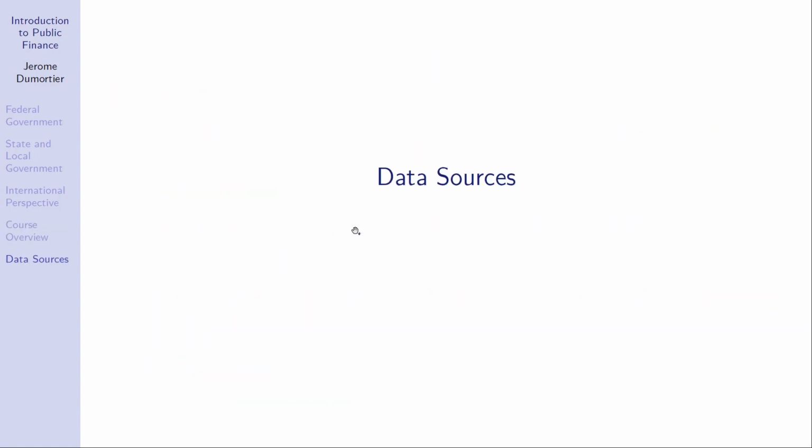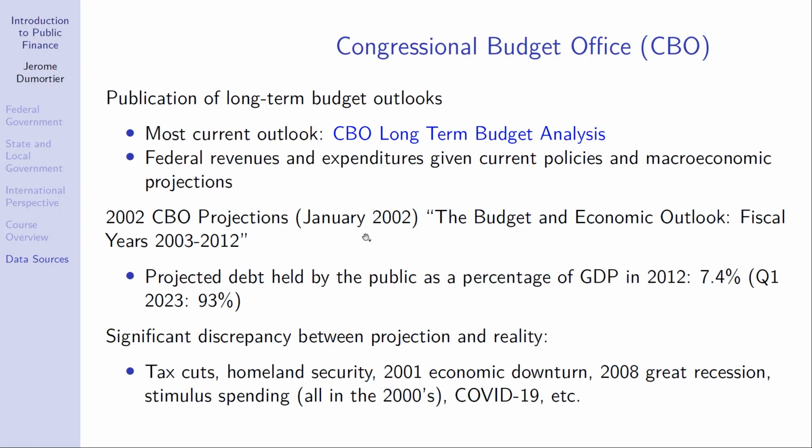Now, in this course, we are going to use a lot of data from various sources. And if you have any questions about which sources I'm using or where you can obtain data, please feel free to ask me. Now, a great data source to start with for everything related to the federal government is the Congressional Budget Office. The Congressional Budget Office has, for example, publications on long-term budget outlooks of the federal government. So the most current outlook, for example, you can click on here and you have the CBO long-term budget analysis.